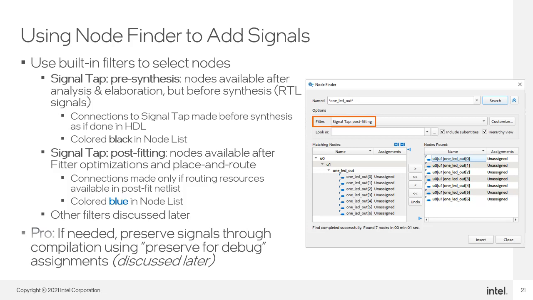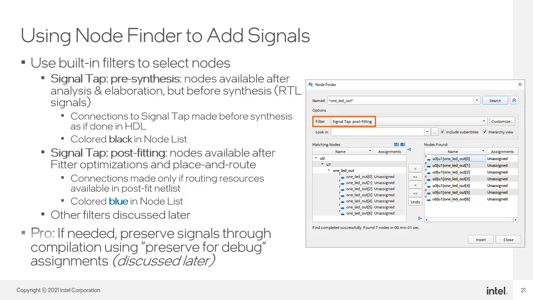The standard node finder found throughout the Intel Quartus Prime software is used to select signals for use by the ELA. When accessed in the node list, the SignalTap specific filters should always be used. The two main filters to use are SignalTap pre-synthesis and SignalTap post-fitting. We'll look at the other filters later.